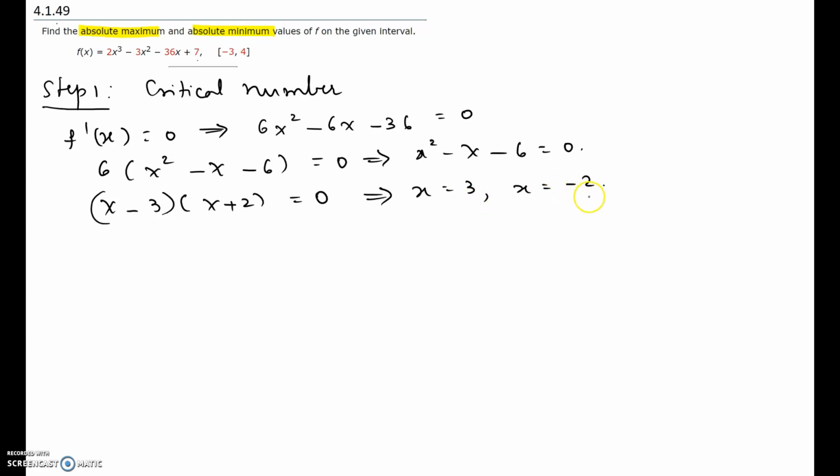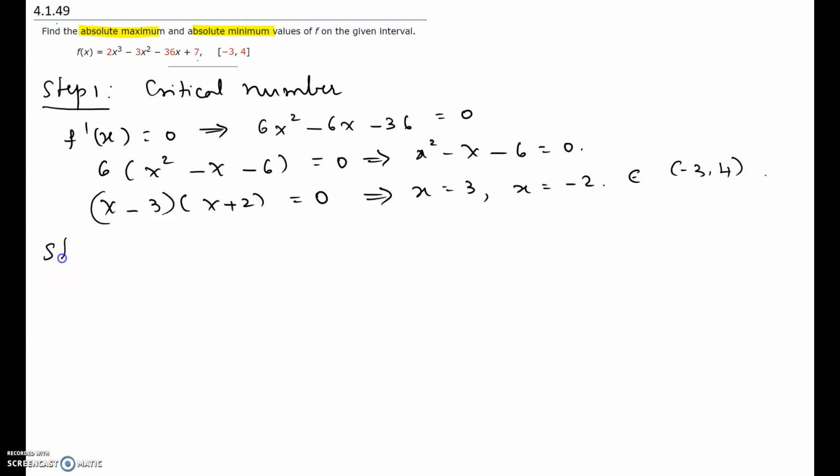Both these numbers, 3 and negative 2, belong to the interval negative 3 through 4. If any of these numbers lie outside of this interval, then you can disregard that critical number. So a critical number should be a number inside the interval over which the function is defined.